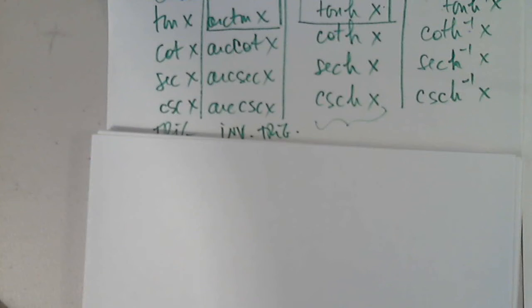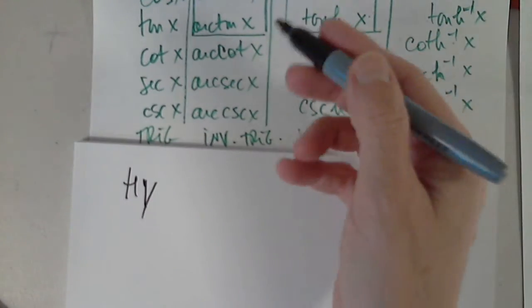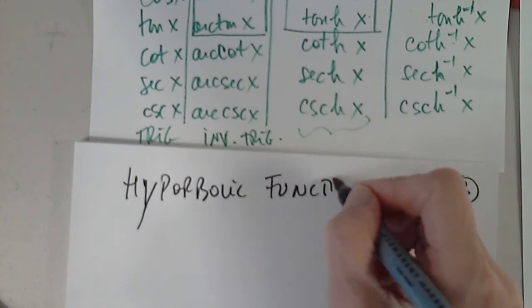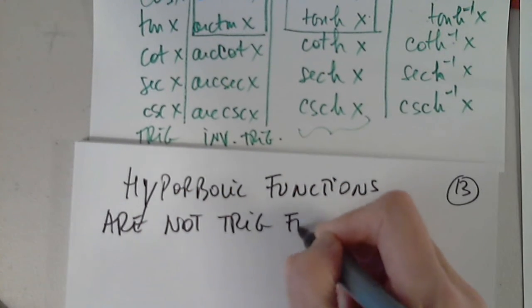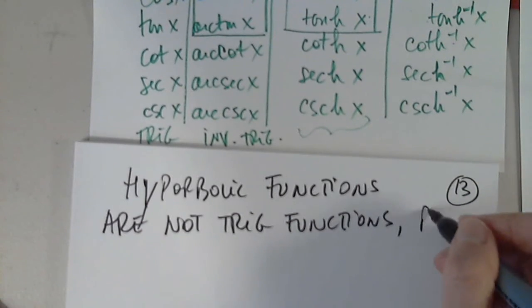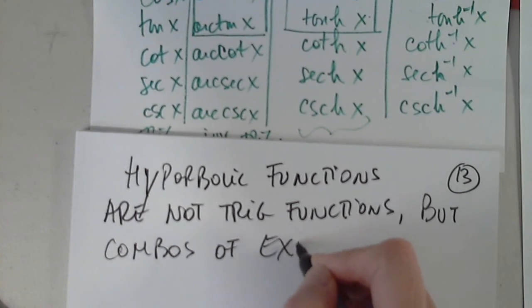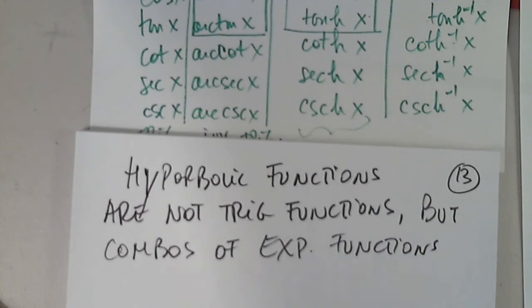Okay, so let's see what they are at the core. And at the core, they are combinations of exponential functions, believe it or not. So hyperbolic functions, I'm going to present those 3. Hyperbolic functions are not trig functions, but combos of exponential functions, and mainly, of course, e to the x.